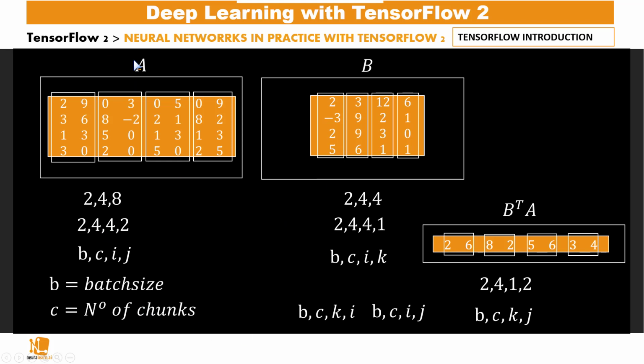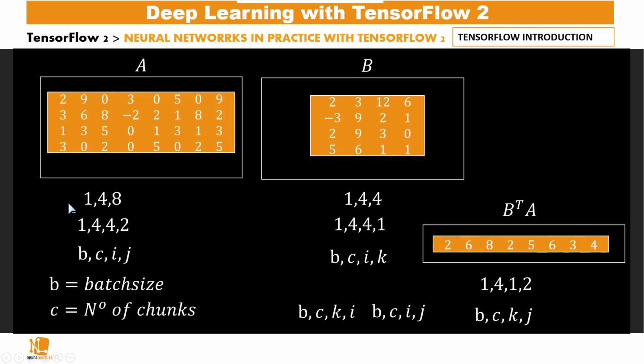Now, supposing we have this matrix A of initial shape 2 by 4 by 8. Or to keep things simple, let's say 1 by 4 by 8. So we have a batch size of 1, a sequence length of 4, and a model size of 8. Here you could see this 1, that's the only single batch we have. And then we have 4 rows and 8 columns.